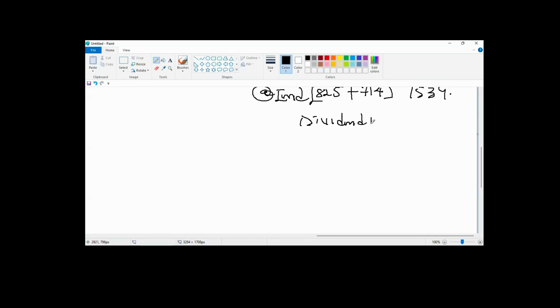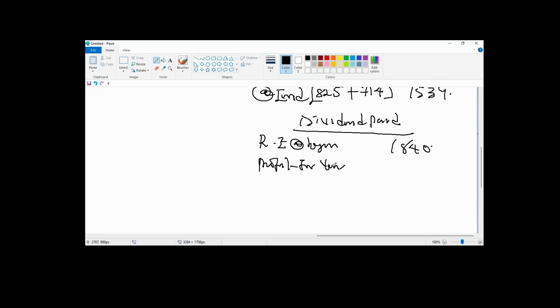Don't forget the formula. What is the retained earnings at the beginning? Go and check: 1,840. I will add profit for the year. What is the profit for the year? 2,279. I add 2,279 to it. At the end, less retained earnings at the end, 3,559.